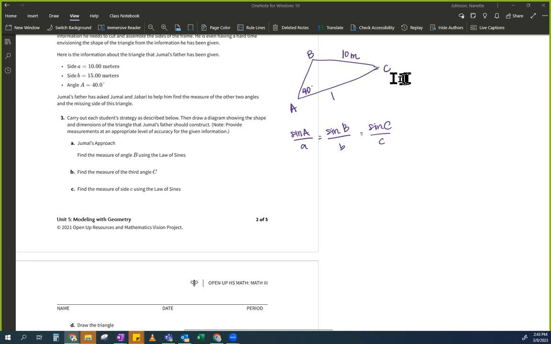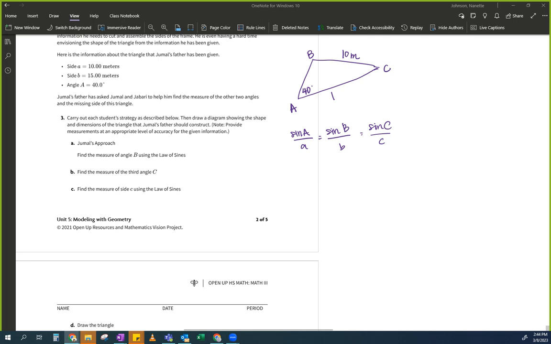And then c is across from C, but notice you have no information, so I'll just write c here. Clearly my helper is going to be this one, sine A over a. So that's going to be sine of 40 degrees over 10 meters equals sine of B, which I don't know what B is, but I do know little b, which is 15 meters. So then I'm going to solve this for big B.